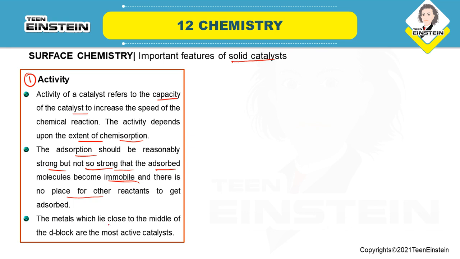The metals which lie close to the middle of the d block are the most active catalysts. If we consider the d block, just focus on the middle part, not the extreme left hand side and right hand side, that is the s block side and p block side. If we do not consider them, only the middle part, those metals are transition metals, and they are very active catalysts.